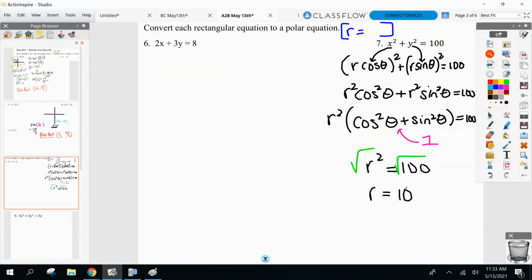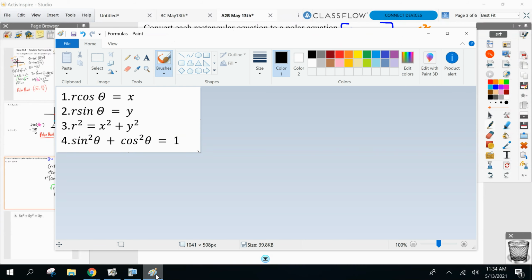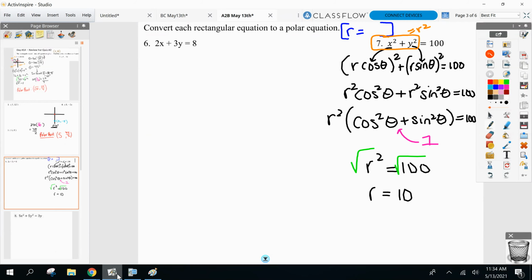What's up, Nick? Can you just plug in R squared for X squared plus Y squared at the beginning and you get R squared equals 100? You could, yeah, you got me there. Good job. If anybody didn't hear that, Nick one-upped me in class here and said at the beginning, he saw, hey, I got X squared plus Y squared. Isn't that the same as R squared based on my formulas? And yeah, he's right. So I could have just substituted in R squared, got it equal to 100, R equals 10. Yep. Thanks, Nick.